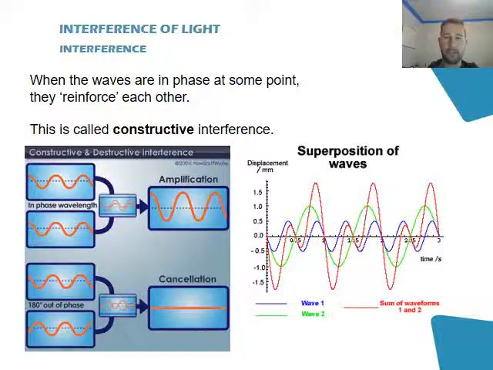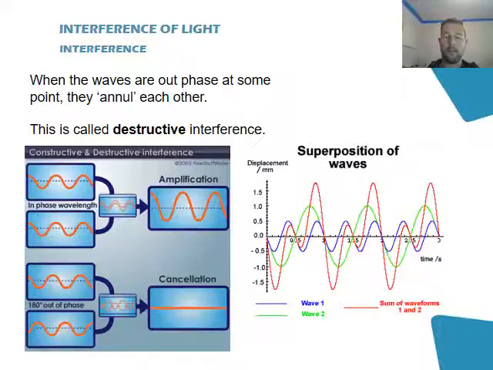Now when the waves are in phase at some point, they reinforce each other, and this is called constructive interference. So when both the waves are positive in value, or both the waves are negative in value, it's constructive. So we can see where we've got negative here for the blue wave, negative here for the green wave, we get constructive interference on the red wave, and same in the other locations.